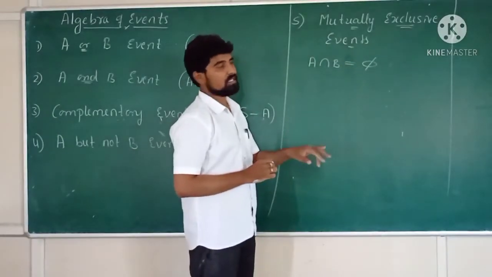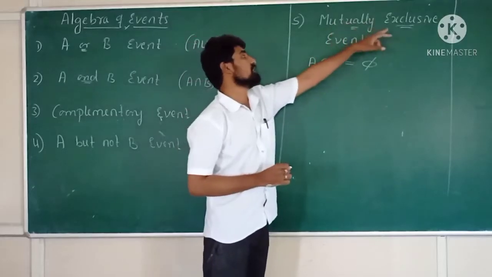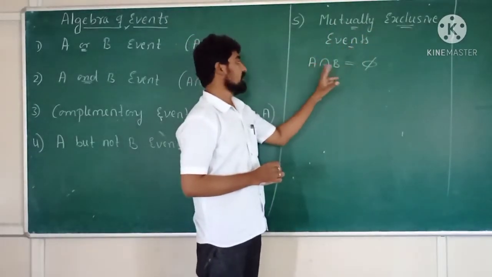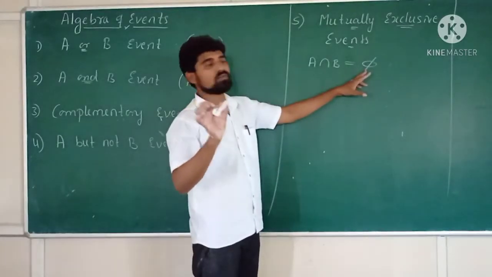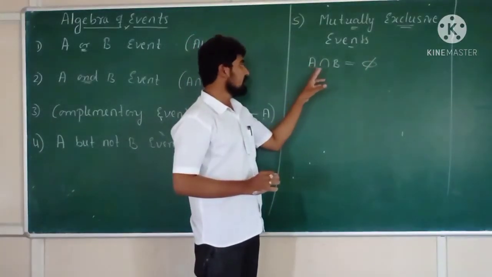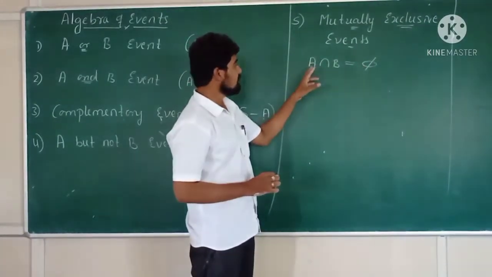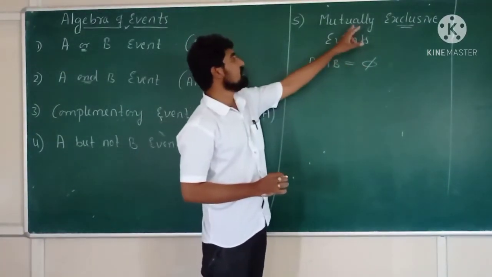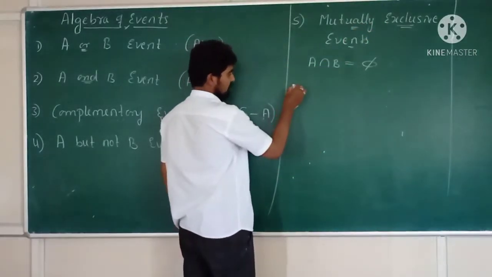I repeat once, two events A and B are said to be mutually exclusive events if A intersection B is equal to null set. Or in other words, if A intersection B equals null set, then we say that the events A and B are mutually exclusive events. Let us consider an example.